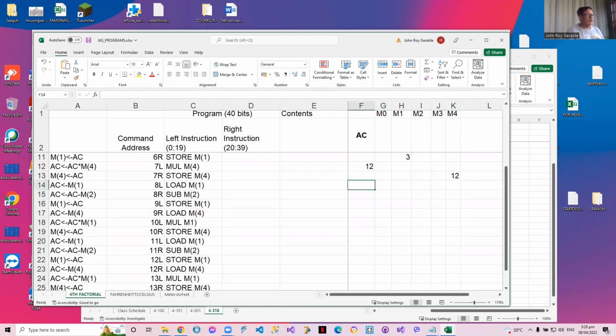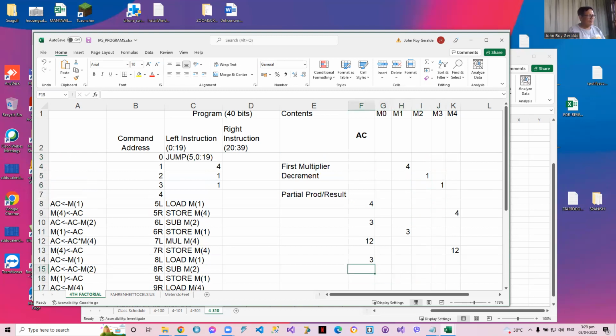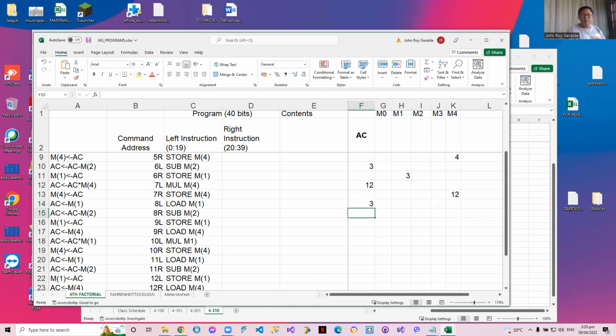Then the next is load M of 1. What value will be loaded to the AC? Rafaela? 3 po, sir. 3. Load M of 1. And then we say sub M of 2. What is M of 2? 1. So when we say sub M of 2, what will happen to AC? Justin Loresca. Justin Angeli, are you there? Tulog na siguro. Iliana Du. Iliana, are you there?